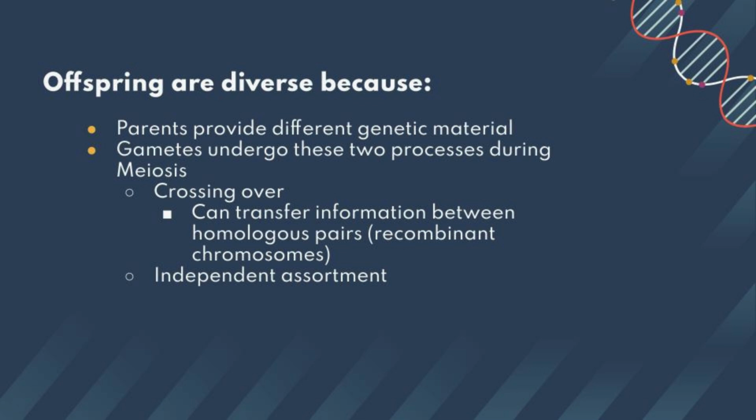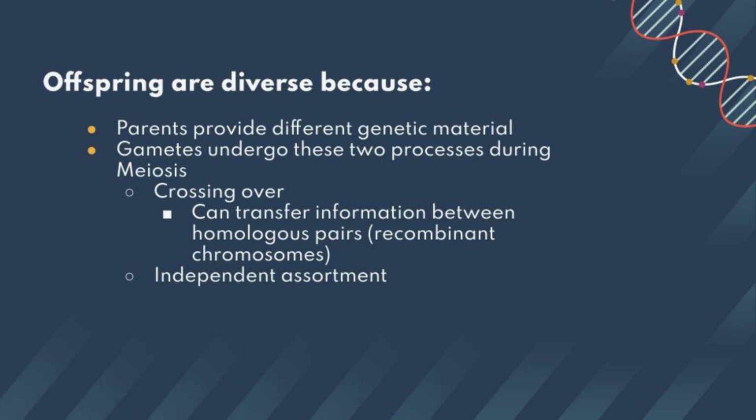So the offspring are diverse because parents provide different genetic material. Remember, each parent has at least two copies of a gene, and they only pass on one. Gametes also undergo two processes during meiosis, which can increase differentiation. We have crossing over, and this is when information can transfer between homologous pairs of chromosomes. So they can essentially trade information across the chromosomes to the same spot.